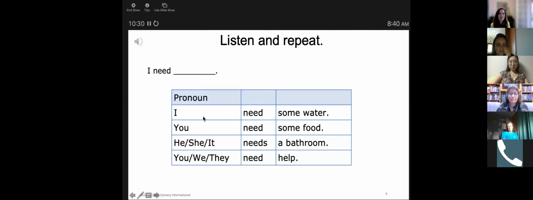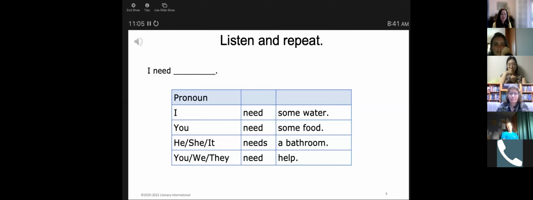So we can practice, model, repeating, and soloing the forms on this chart. So we have the different pronouns, which represent the people, and then the verb need. Now, depending on your class, need can be hard to explain with gestures.